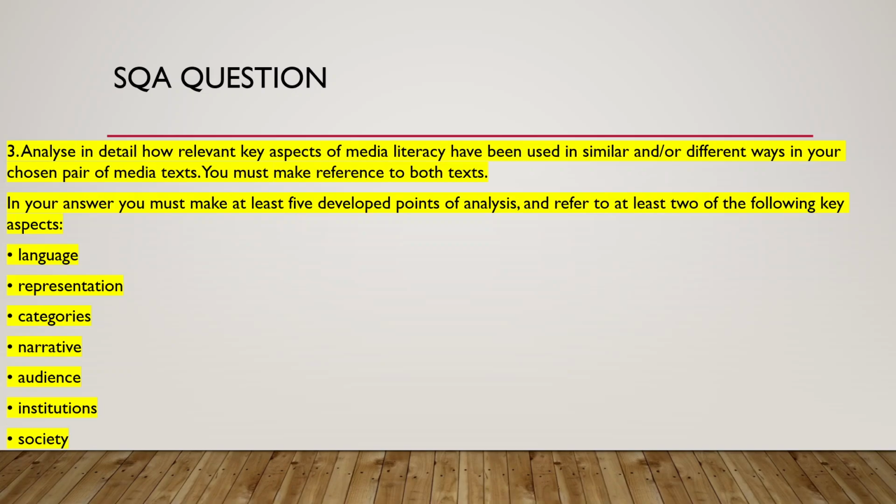All right, for your unseen analysis, it's always this question. Analyze in detail how relevant key aspects of media literacy have been used in similar and/or different ways in your chosen pair of media texts. You must make reference to both texts. In your answer, you must make at least 5 developed points of analysis and refer to at least 2 of the following key aspects: language, representation, categories, narrative, audience, institutions, and society.